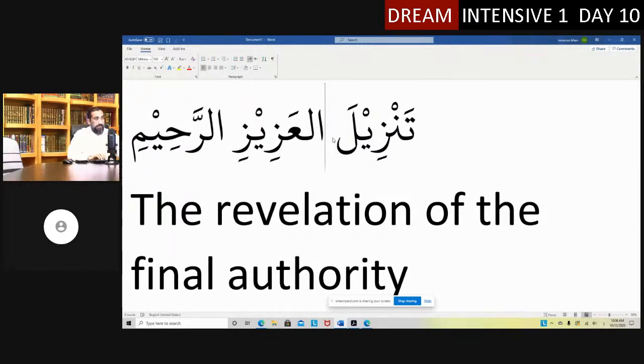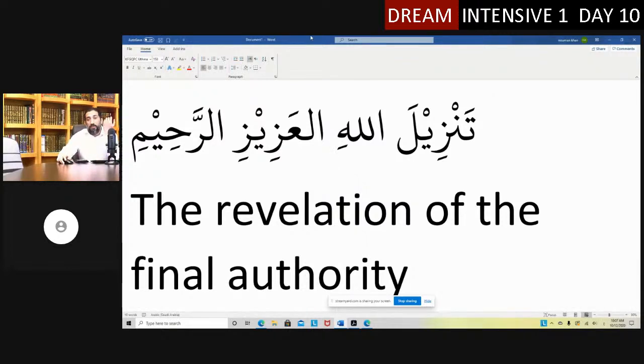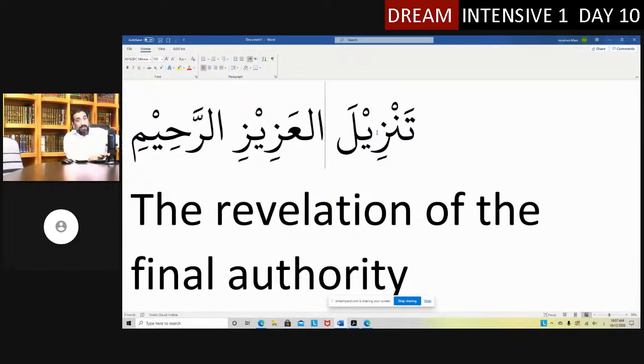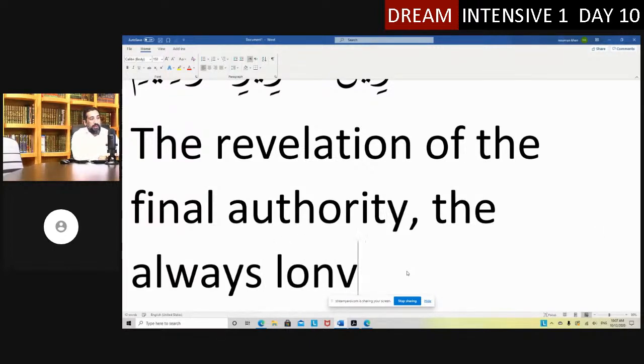But here, because the word Allah is in here, it doesn't say Tanzil Allahi Al-Azizi Ar-Rahimi. That's not what it says. So the word Allah is not mentioned, right? If the word Allah was mentioned, we'd say Allah is the name, so therefore that's the noun, and these 2 are the adjectives. But that's not the case. When that's not the case, then the second name is actually called a badal. And what that simply means is, in English, you just put a comma and mention the next name. The revelation of the final authority, the loving, the always loving and caring.